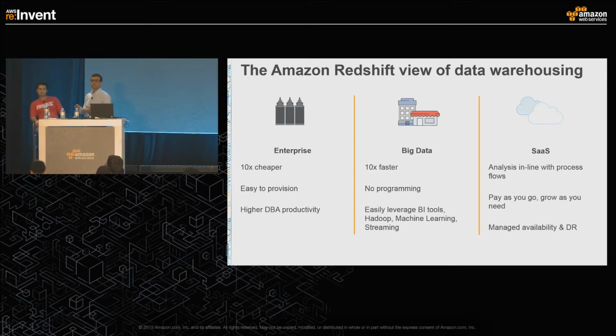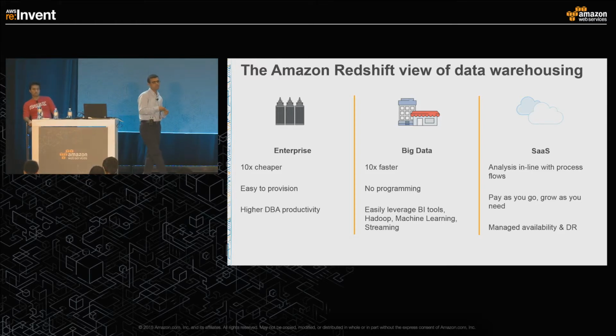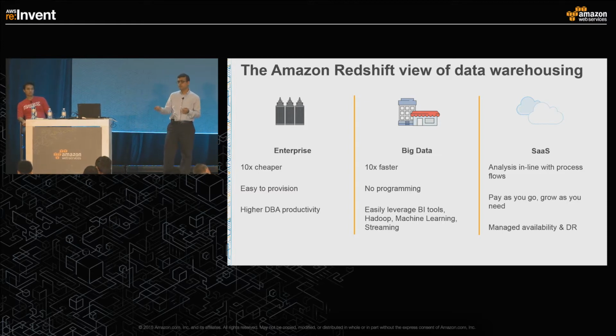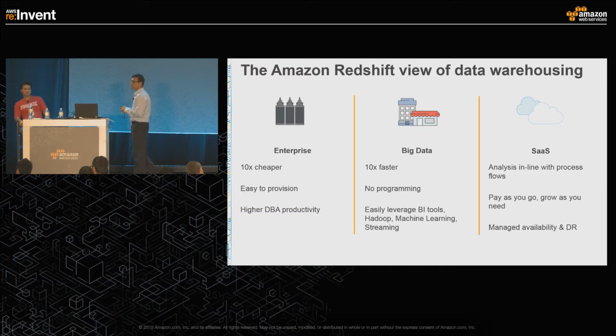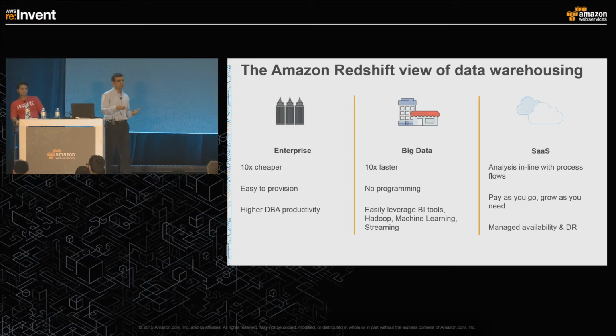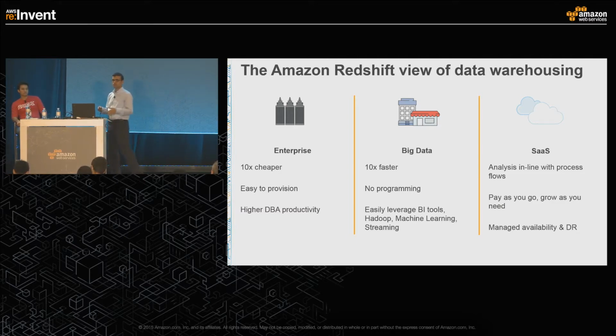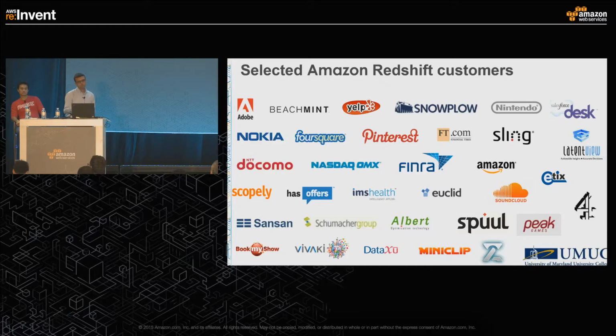We also are increasingly seeing a lot of SaaS companies leveraging Redshift. The key selling point for them is they want to provide more analytical horsepower to their customers and don't want to wait until all the data is processed. They want to show the analytical capabilities right within the process flows of their applications. They also like the fact that they can pay on demand and grow on demand easily with Redshift. And the managed nature, with availability managed for them and DR managed for them, is also appealing. So this sort of a view is leading to a pretty broad growth for Redshift across a variety of verticals and variety of customer segments.